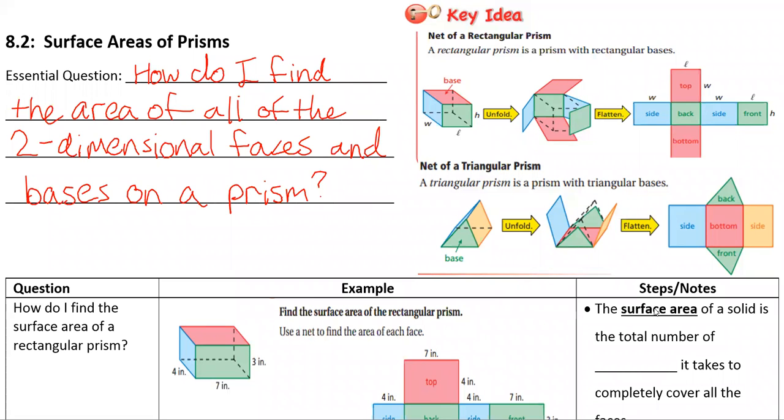It's time to find the surface area of prisms. Well, I like finding the area of every face and base on a prism. Add them together, that's the surface area.